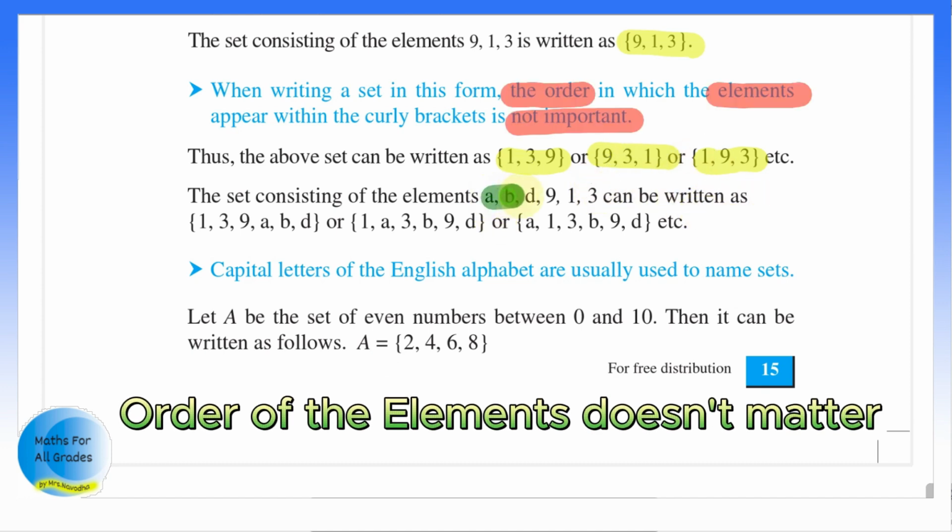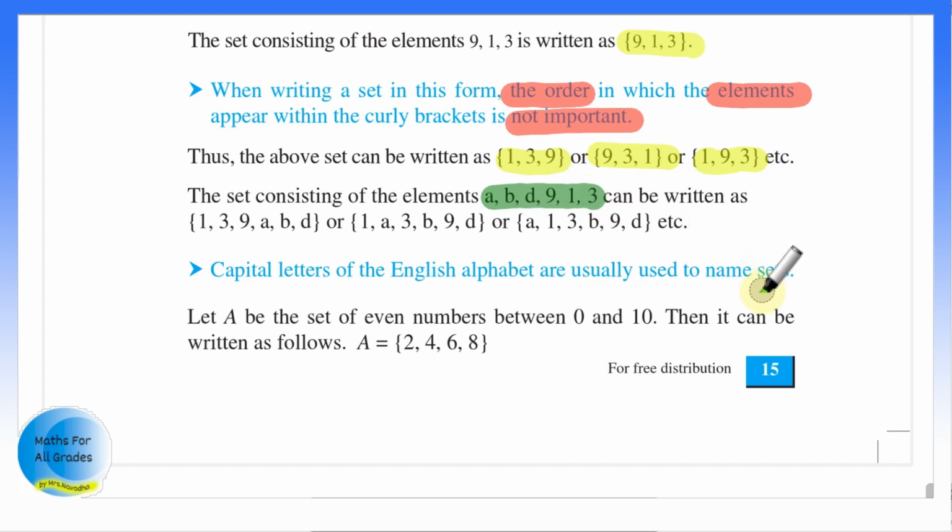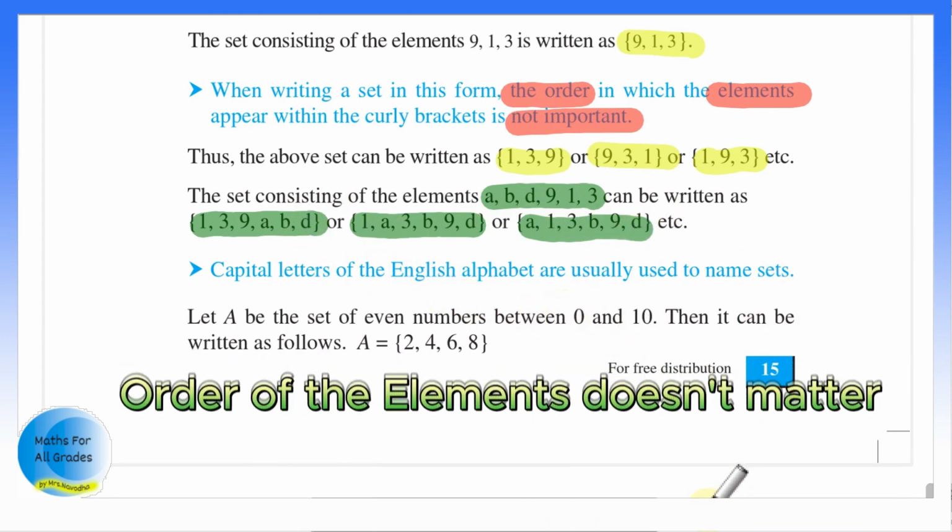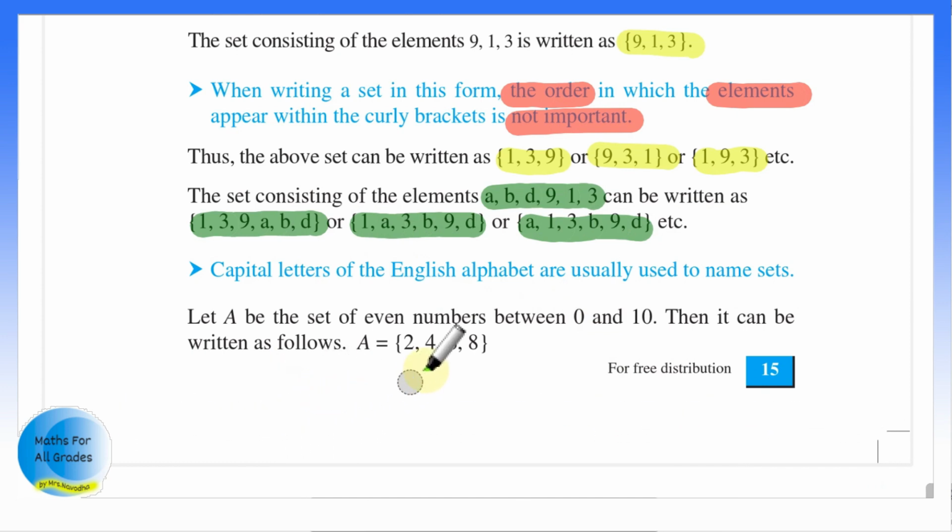Here they have given another example, the elements A, B, D, 9, 1, 3, and they have given three different ways to write the same set. A set of 1, 3, 9, A, B, D, or a set of 1, A, 3, B, 9, D, or a set of A, 1, 3, B, 9, D. All these are the same because the order of the elements doesn't matter. And you know, when you are naming sets, we always use capital letters to name them.